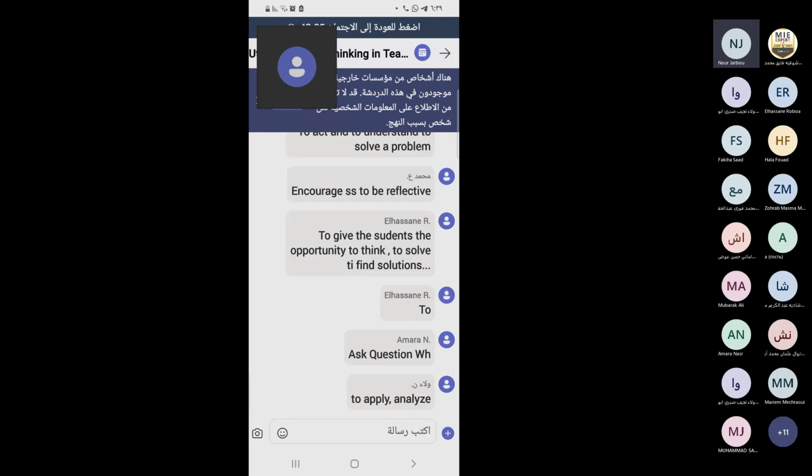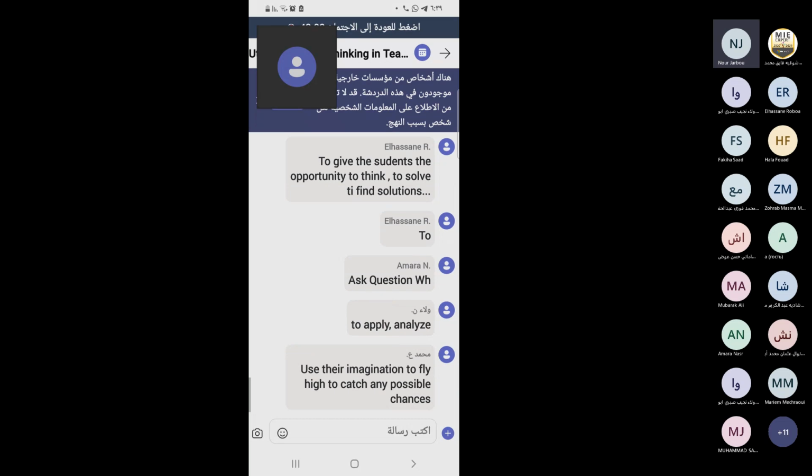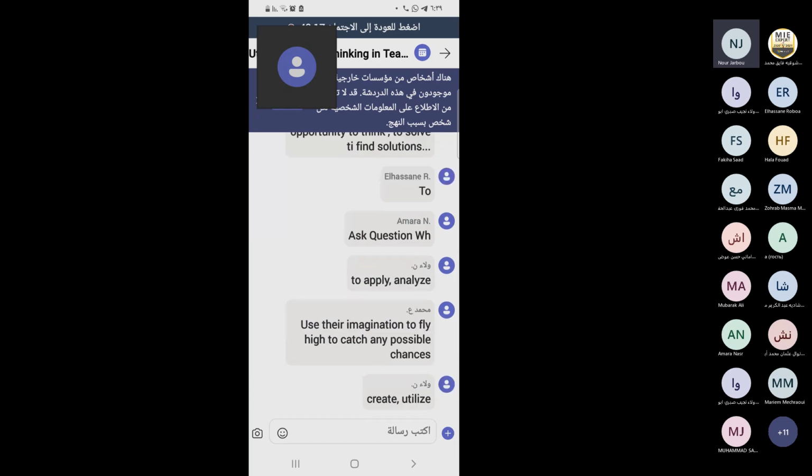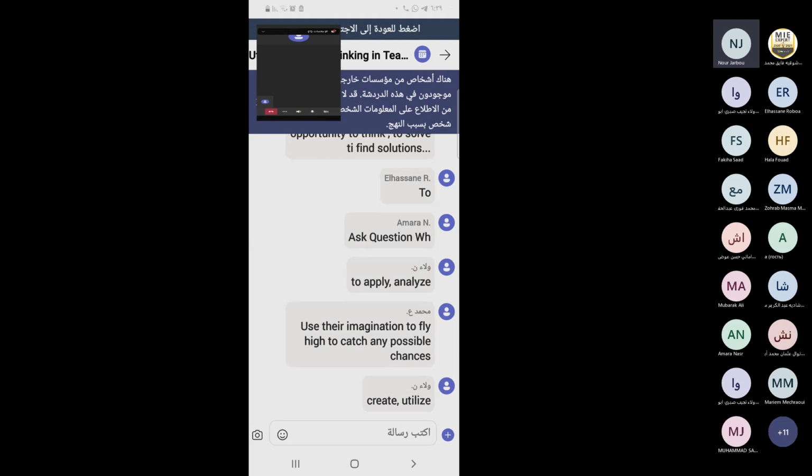Thinking skills include all the phrases you have just written, using imagination to fly high to catch any possible chances. Yes, I like this answer. Create, utilize, apply, analyze. Very nice answers. Yes, thinking skills are mental processes as making connections.